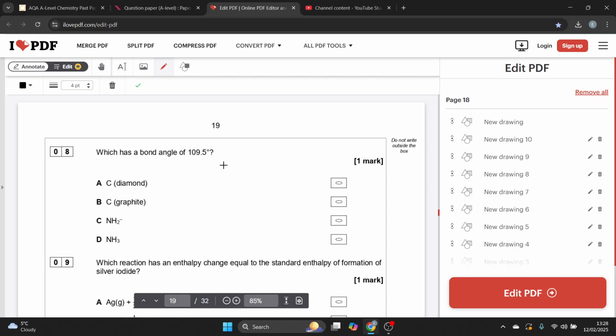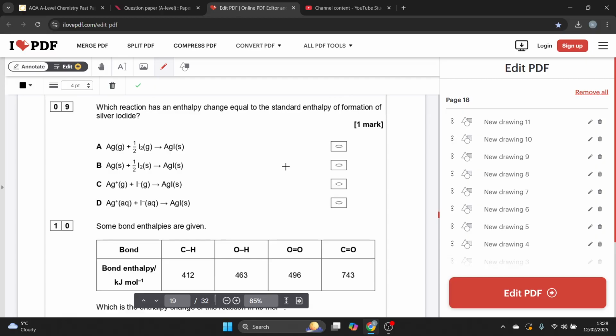Question 8, which has a bond angle of 109.5 degrees? It's obviously going to be diamond, carbon diamond. Question 9. Which reaction has an enthalpy change equal to the standard enthalpy of formation of silver iodide? Well, it's definitely not these two because these are ions, so it's going to be B, because Ag is a solid, not gaseous. That's the correct standard state.